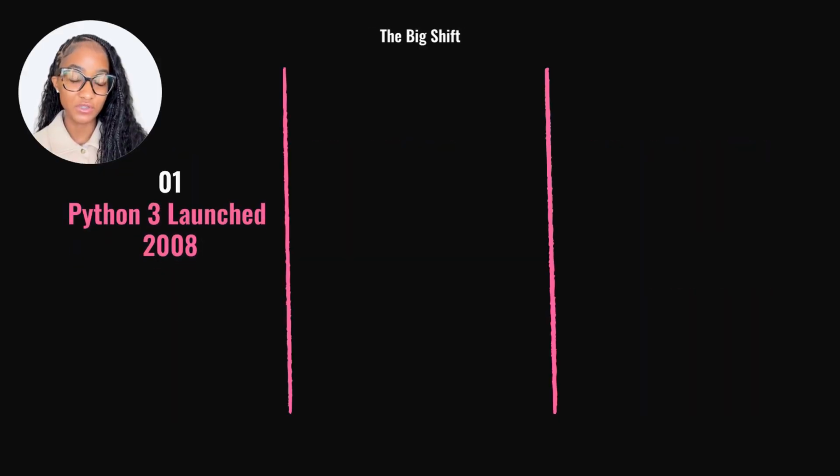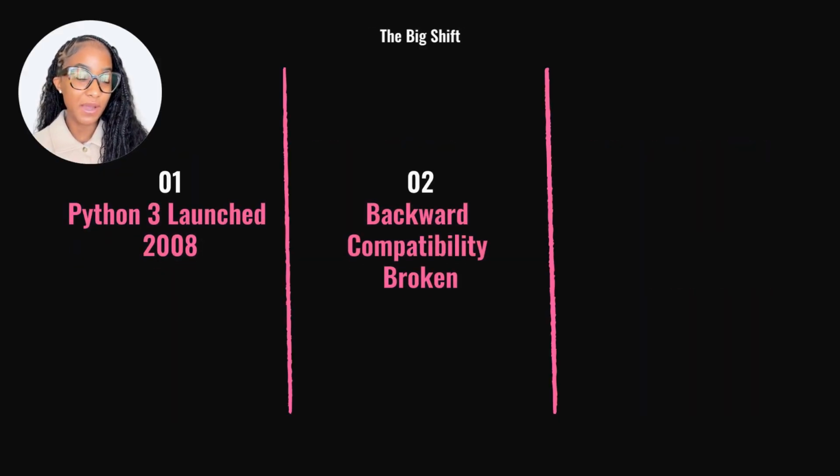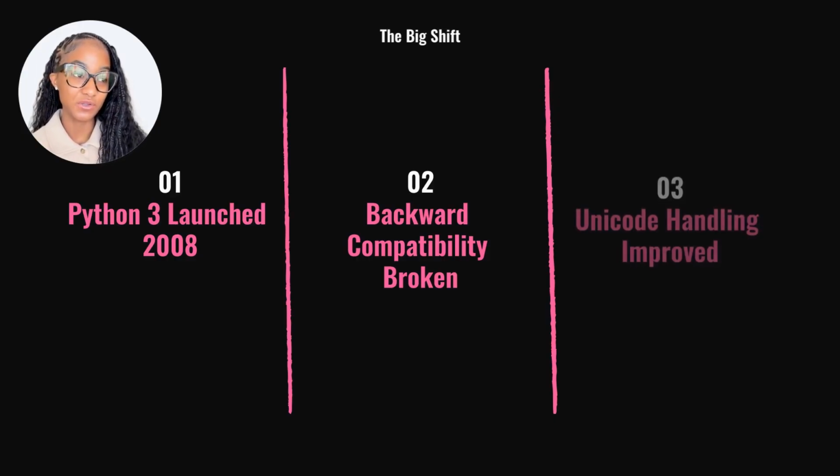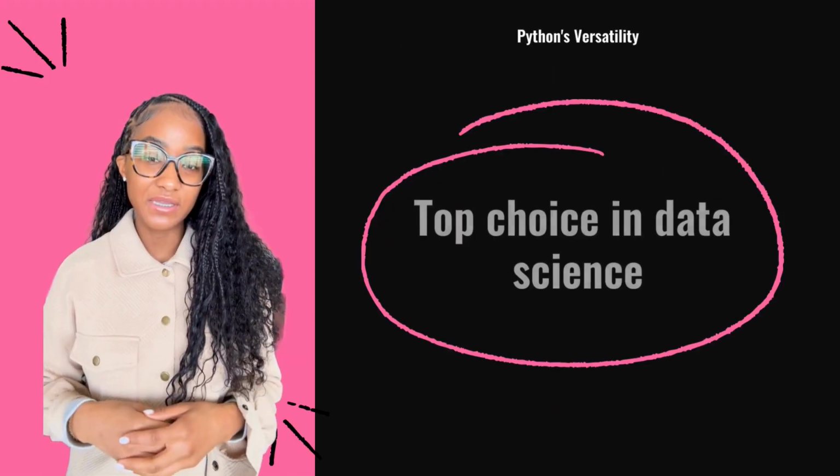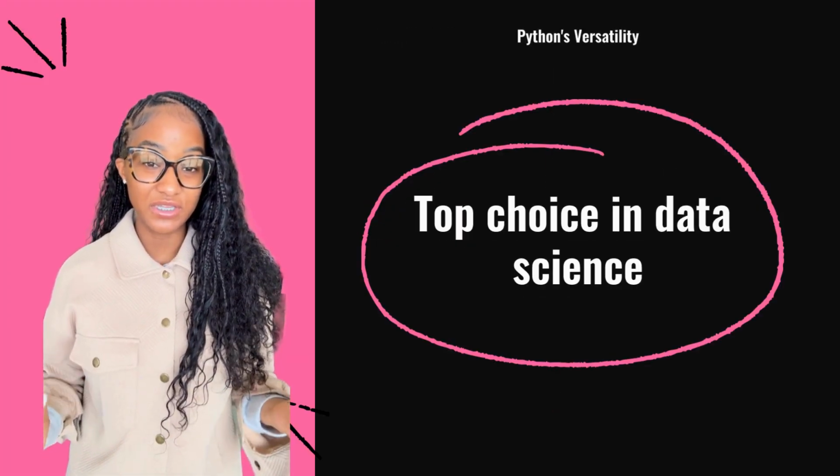Python 3 launched in 2008, breaking backward compatibility to advance the language. This shift was significant, as it took until 2020 for Python 2 to officially end. Python 3 introduced better Unicode handling and new syntax features, setting the stage for Python's future growth and versatility in various fields. Today, Python is a top choice in data science, automation, and web development.